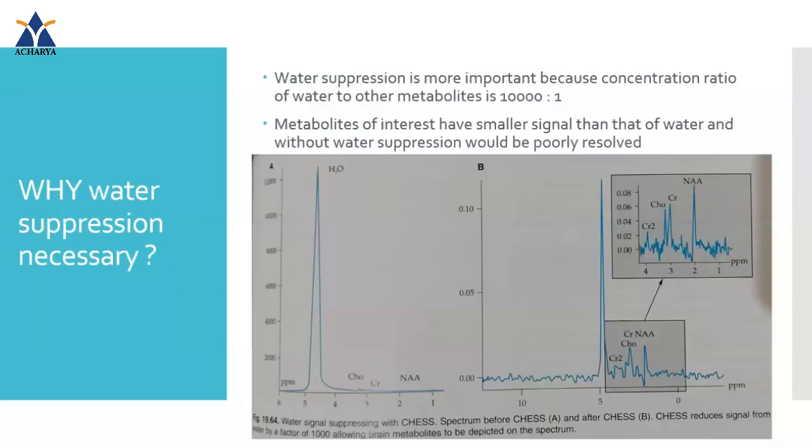So why is water suppression so necessary? It is mainly because of the concentration ratio of water to other metabolites, which is 10,000 to 1. So it is like finding one metabolite ball in a bucket full of 10,000 water molecules. Our body is mostly made up of water. So the water molecule concentration is higher in our body as compared to metabolites or these biochemicals, which are of clinical interest.